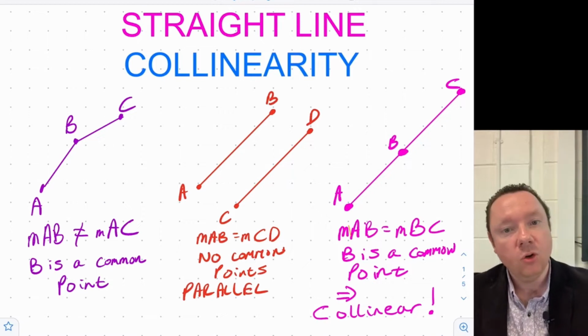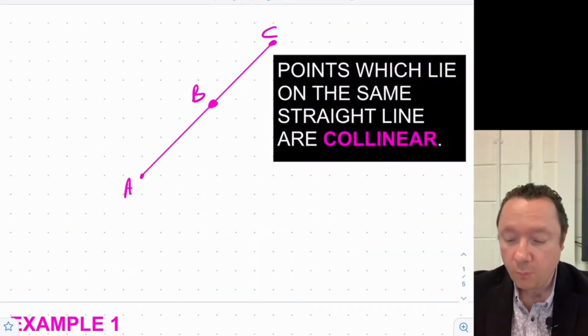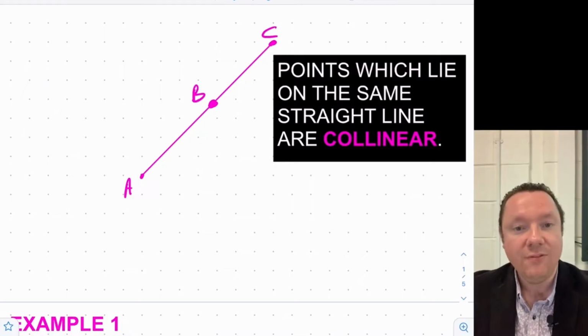So to prove something's collinear, you just check the gradient between 2 pairs of points, making sure that one point is a common point. And if the gradient is the same, they're collinear. And if they're not the same, they're not collinear. Nice and simple. So points which lie on the same straight line are called collinear. And that's just a definition.